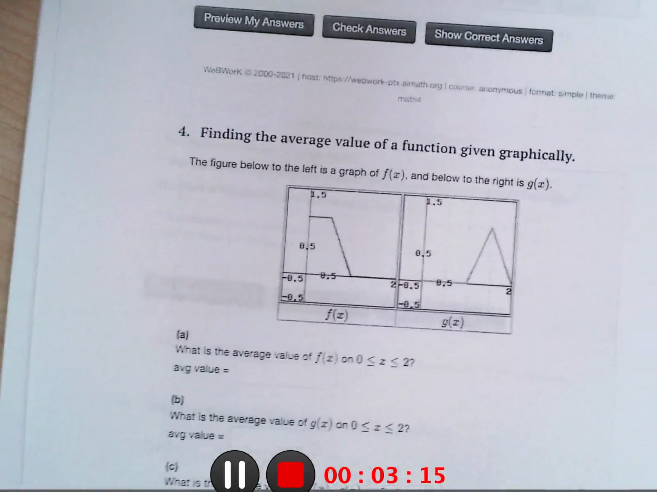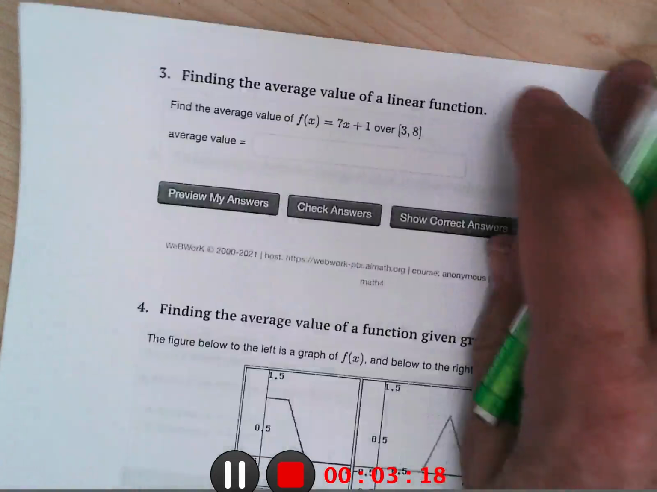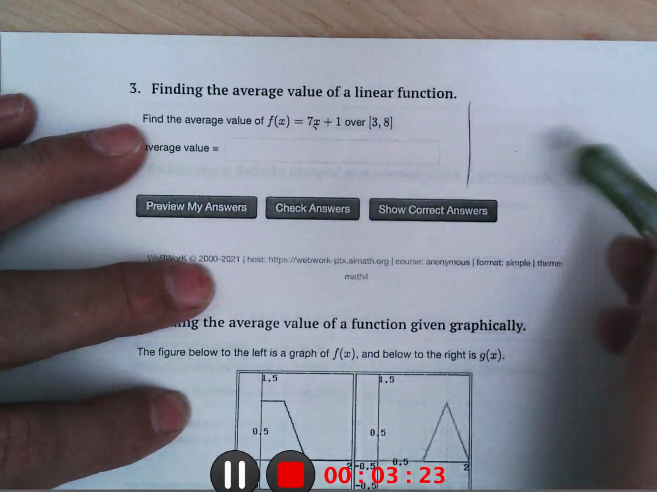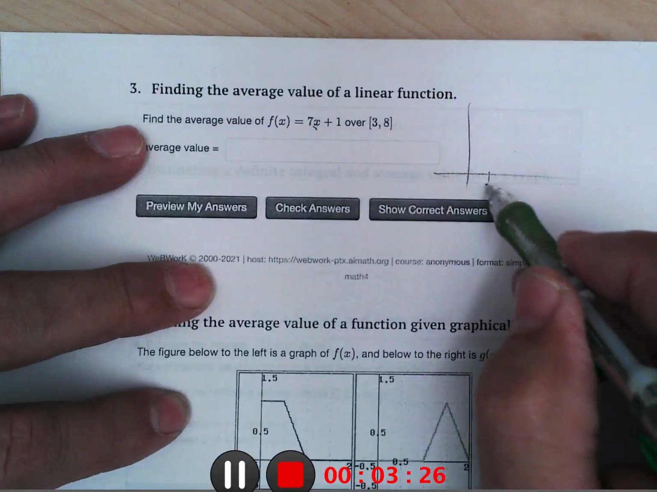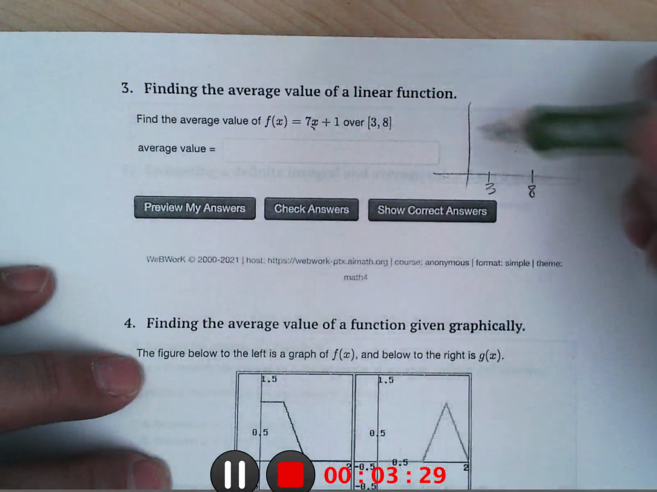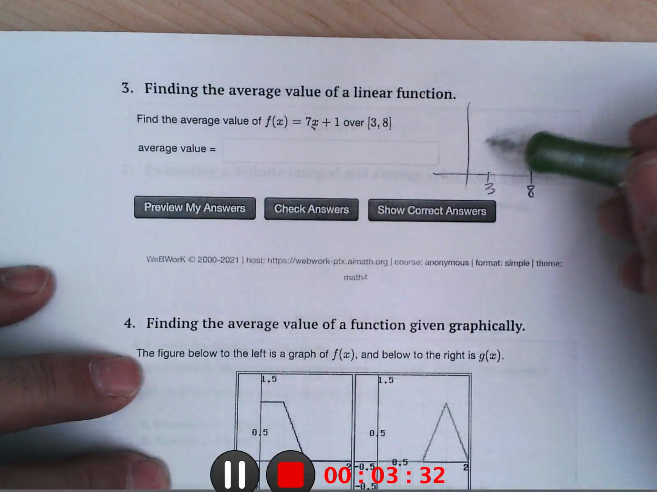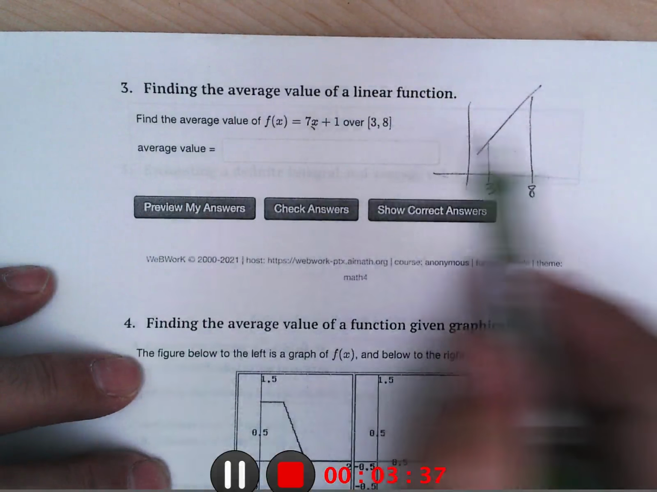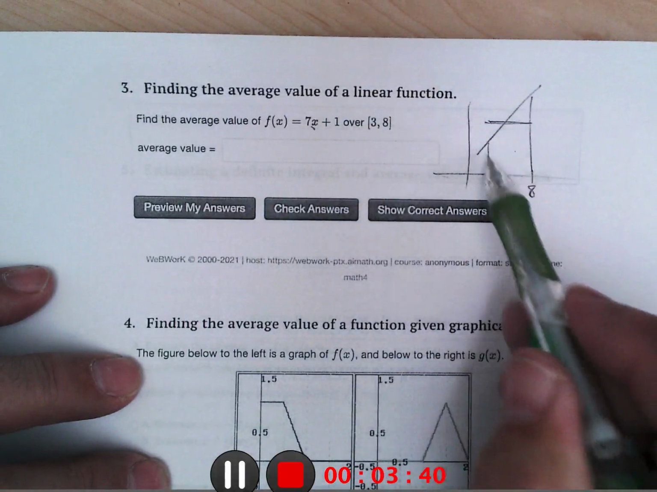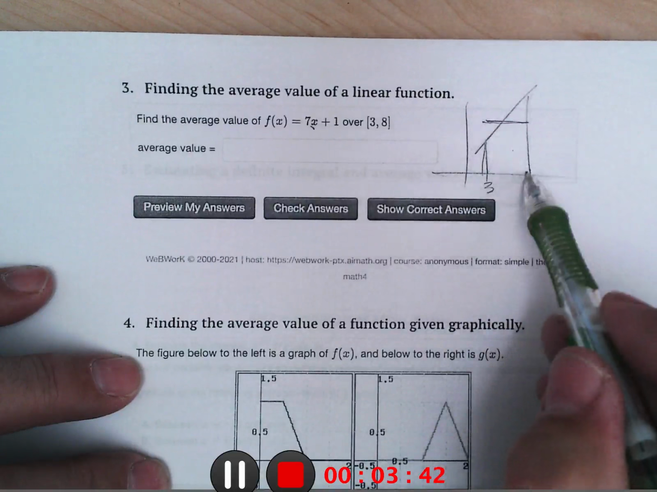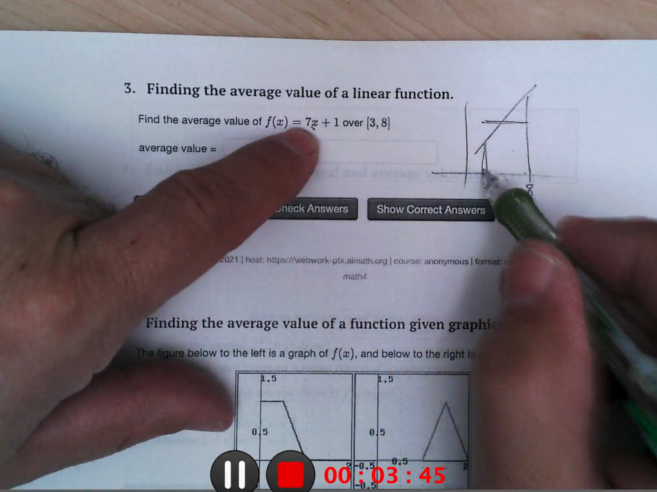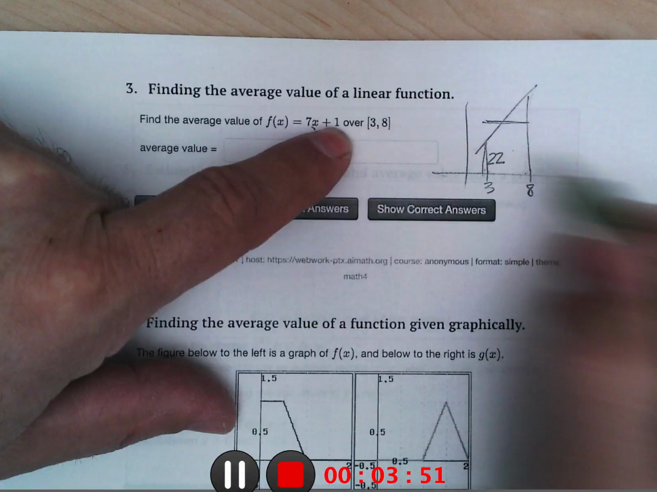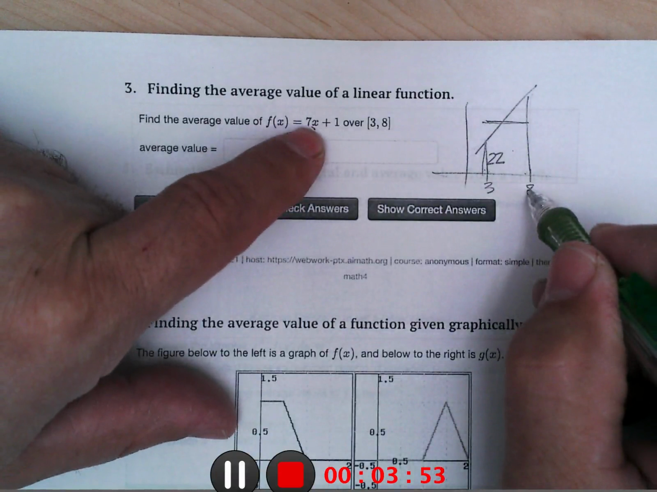Find the average value of this linear equation. Well, linear equation, it's over from 3 to 8. If it's linear with a positive slope, it'll be going up. And so the average value, if we were to level this off, would be just the average of the height here and the height here. So at 3, 7 times 3 is 21 plus 1, 22. So it's 22 high on this side. And 8 times 7 is 56, plus 1 is 57.